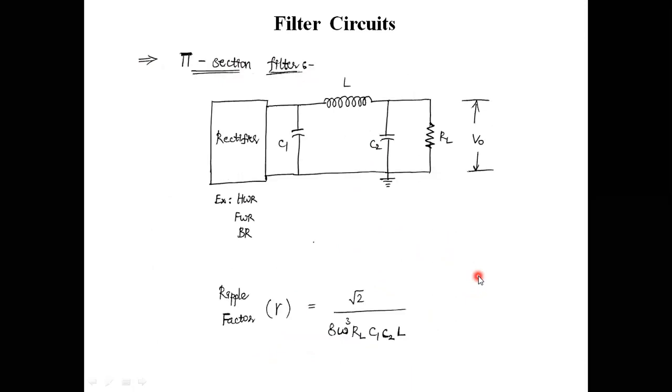Next one is pi section filter. That ripple factor is given by root 2 8 omega cube RL C1 C2 L. In this way we need to construct or design the different types of filter circuit, that is with respect to inductance L, capacitance C, L section and pi section.